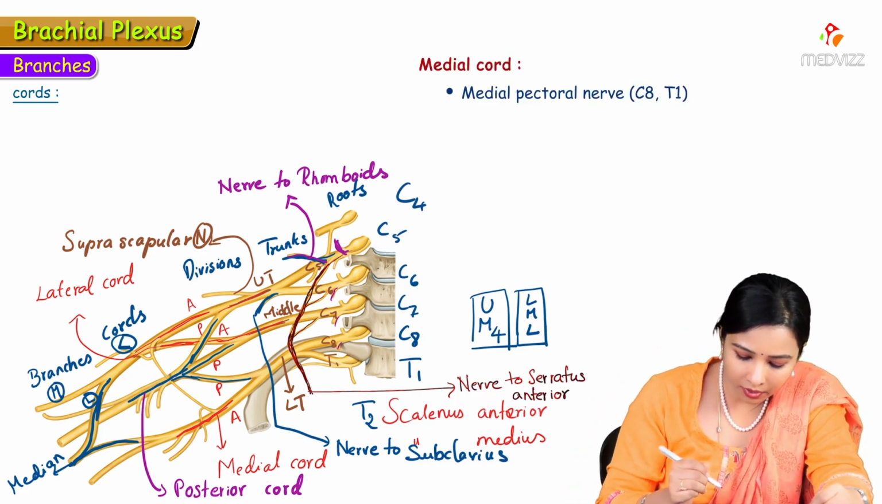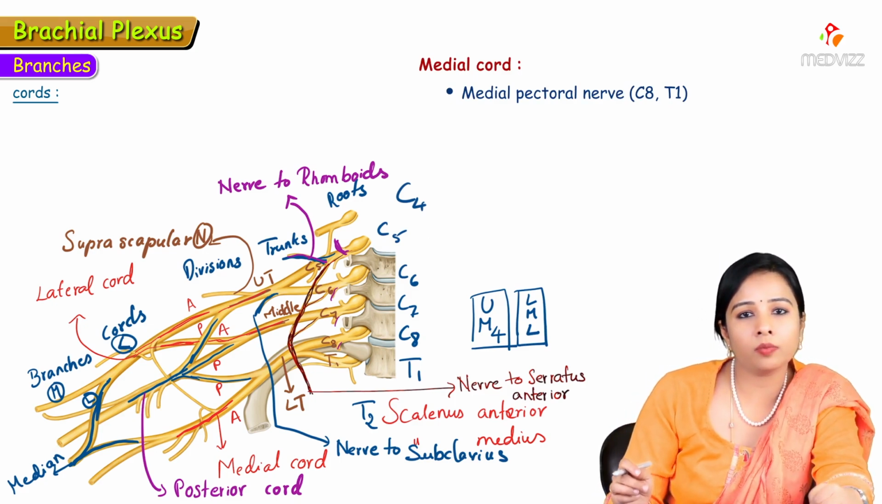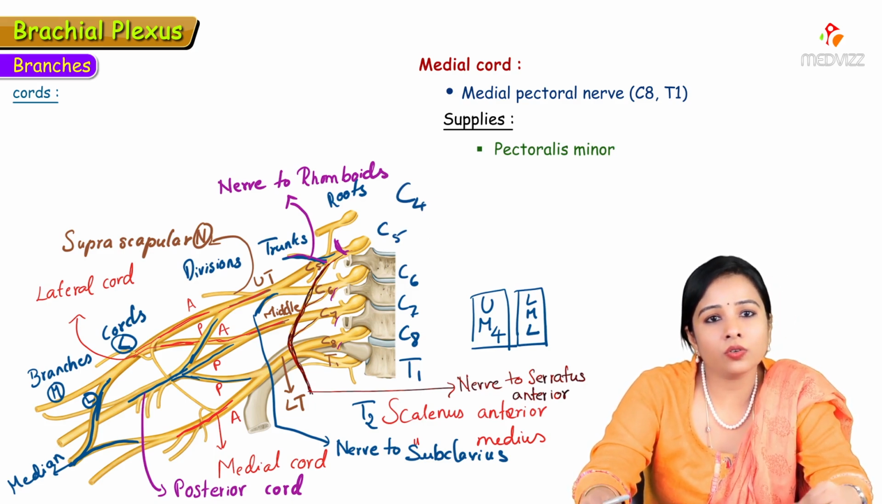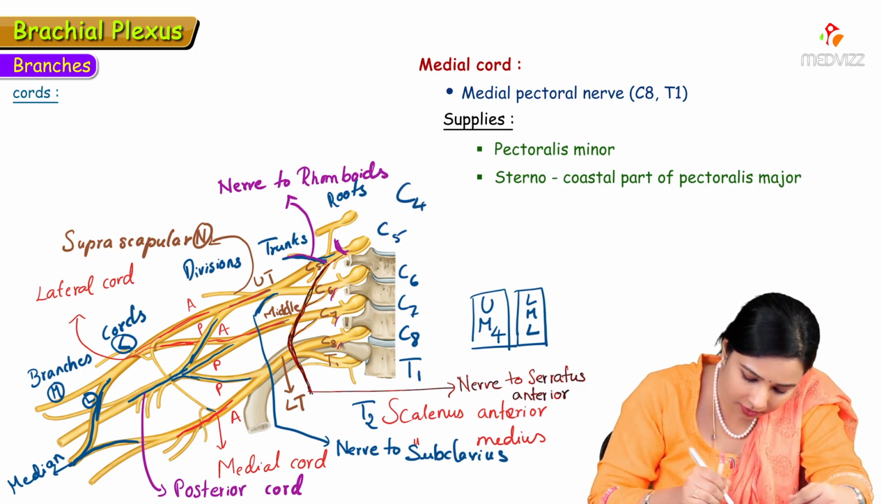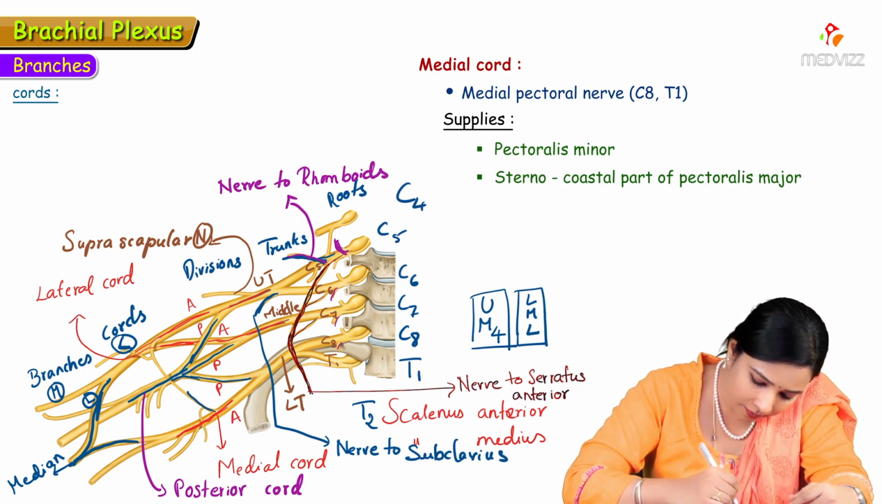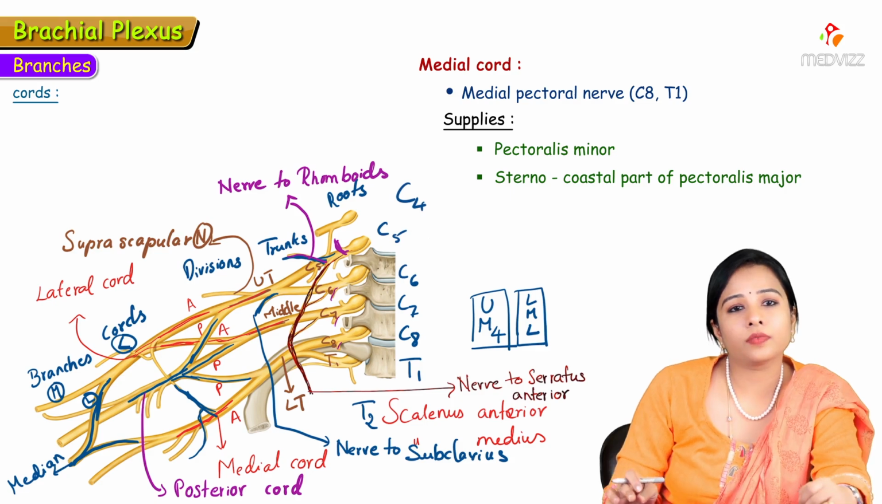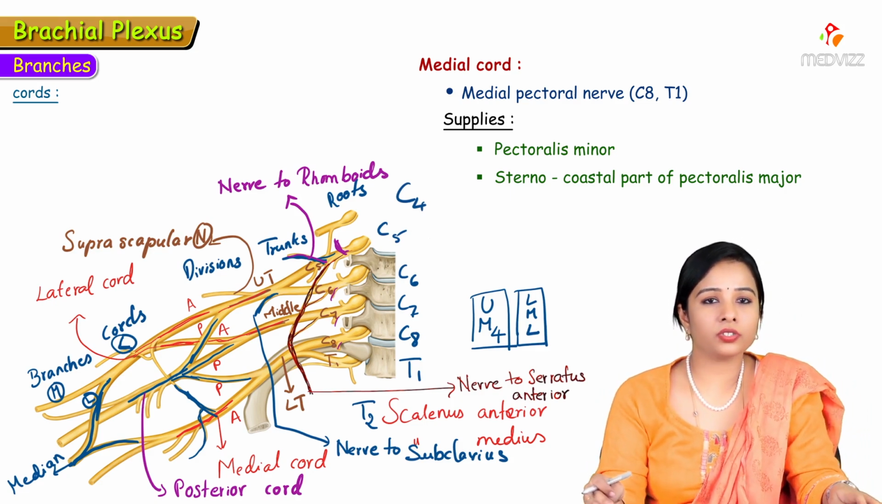So the medial pectoral nerve, which is a branch of the medial cord of brachial plexus, it supplies pectoralis minor and sternocostal part of pectoralis major. So here it is. This is the medial pectoral nerve. You can see it is communicating with the lateral pectoral nerve. This is the medial pectoral nerve, supplying pectoralis minor and also partly pectoralis major.